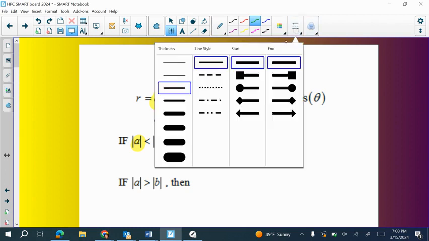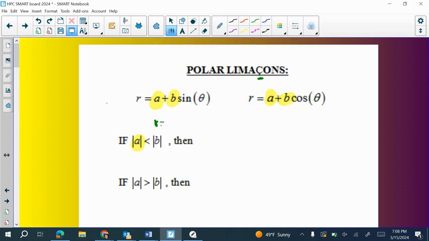as an example of a smaller one, like r equals 2 plus 5 sine of theta. Since my vertical translation is not as great as the amplitude, that means when I graphed it on the normal xy coordinate system, I'm going to actually dip below and therefore get an inner loop. So if the first number is smaller than the second number, then the limacon has a loop.